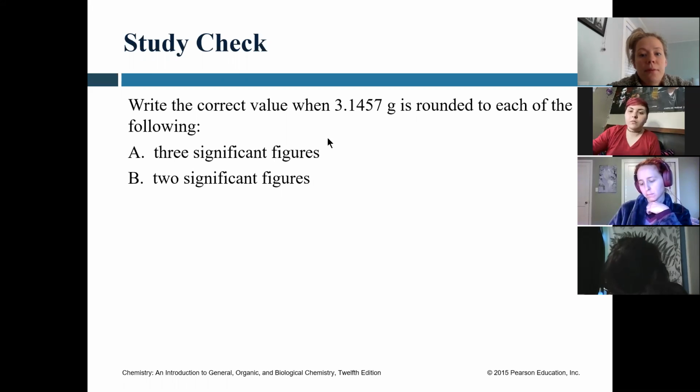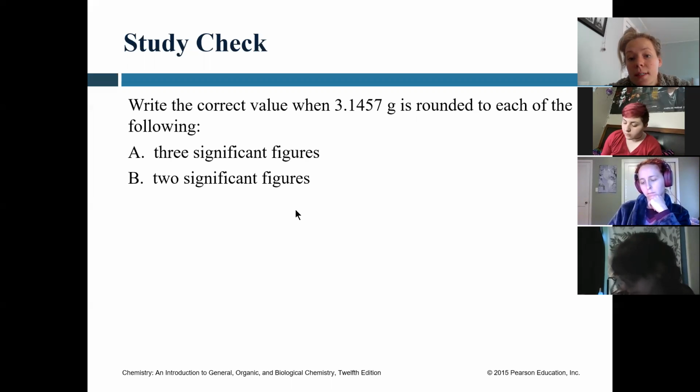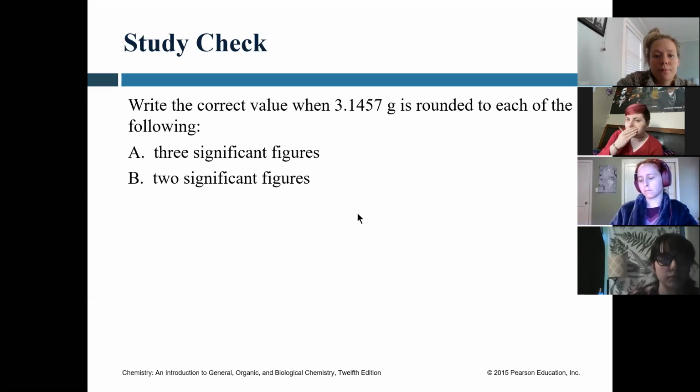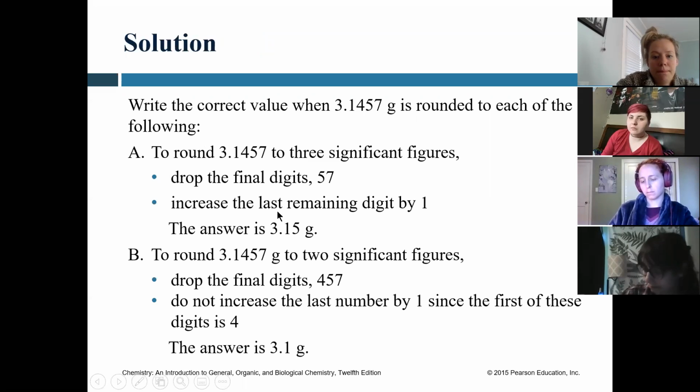Okay, so if we want 3 sig figs, that means we're going to keep the 3, the 1 and the 4. The 5 will tell the 4 to go up, so we would have 3.15 for 3 sig figs. What if we only wanted 2 significant figures? I'd keep the 3 and the 1, and then the 4 would tell the 1 to stay, so it would just be 3.1. Again, the 5 doesn't tell the 4 to become a 5, that then moves down the chain. We've got 3.15 and 3.1.